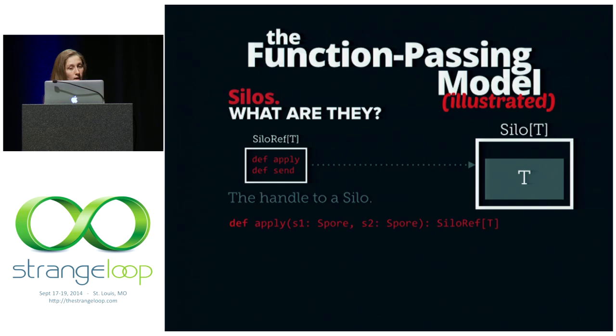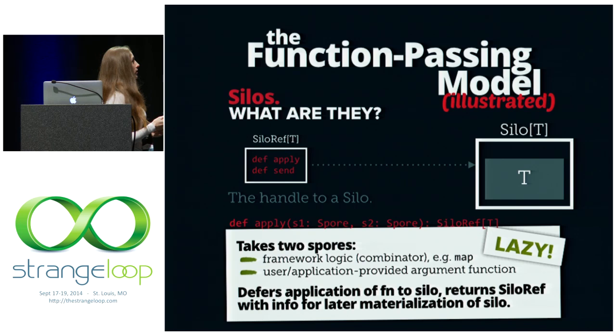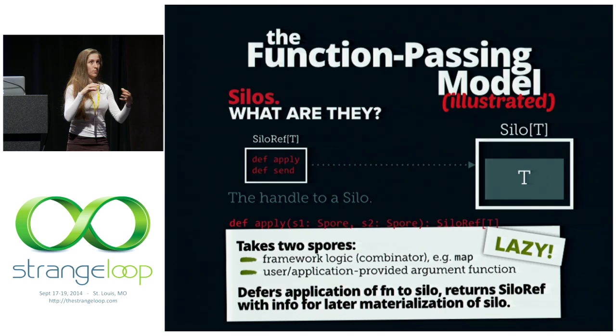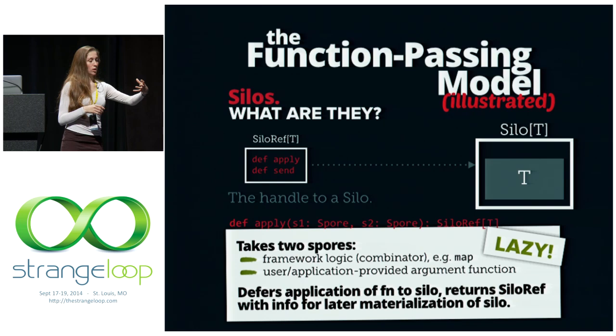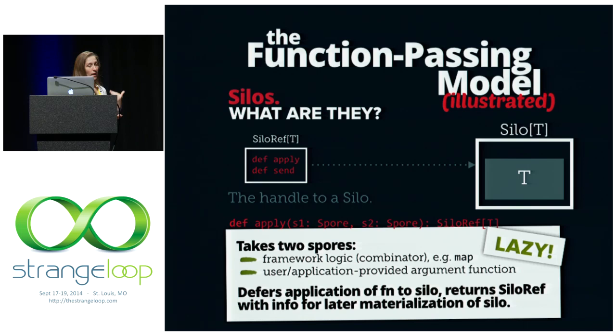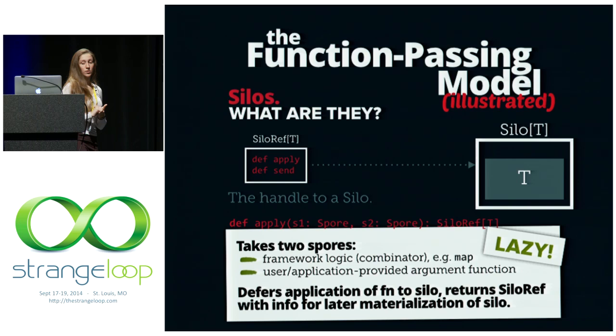Why is that? The reason for two spores is that if you're going to be building a framework on top of something like this, some sort of function messaging framework, you want to be able to insert your application, or rather your framework logic, in somehow, right? And so the combinator, like a map on a distributed collection, would be one of those two spores, and the other would be the one that your user passes you, if there is one.